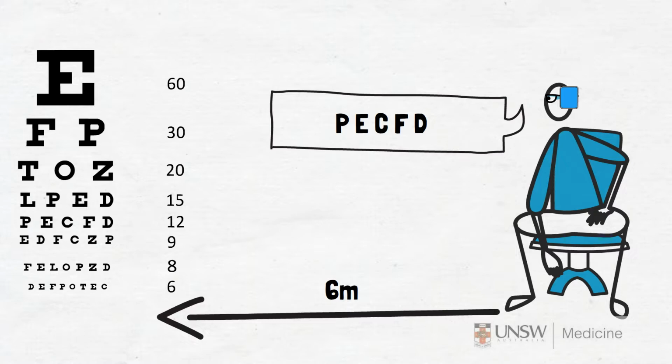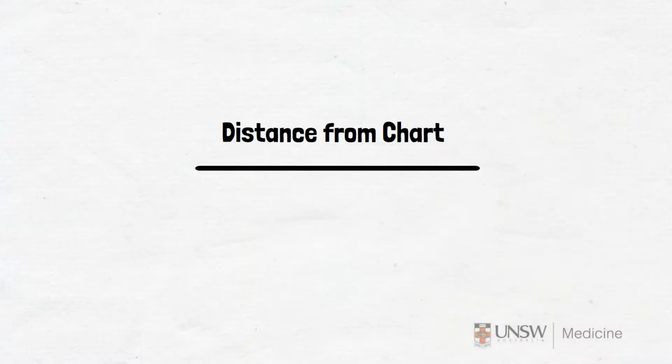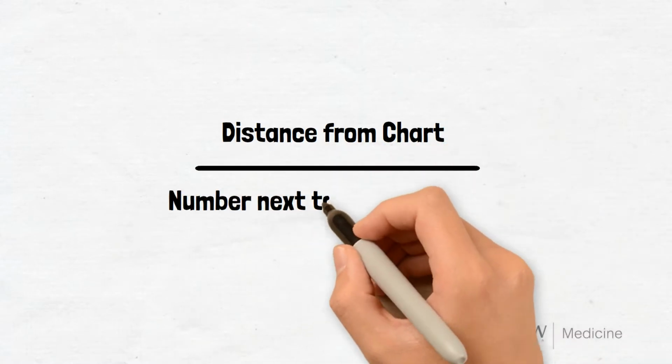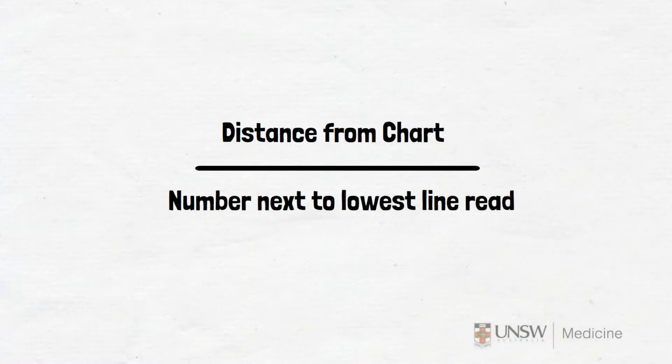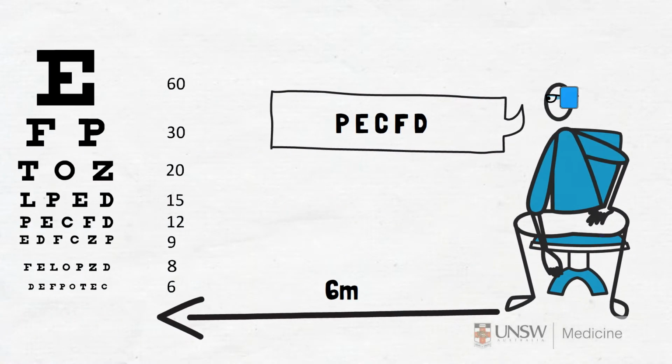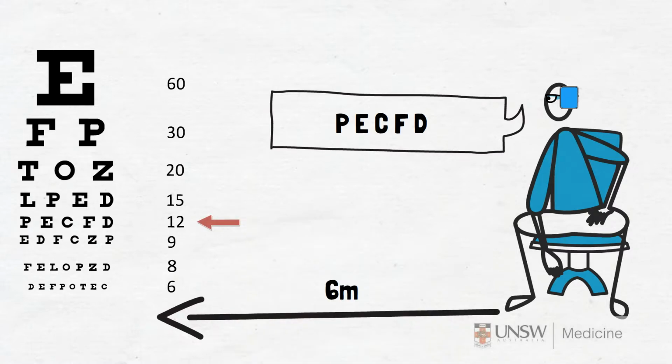To report the patient's visual acuity, we report it as distance from chart over number next to lowest line read. Note that if Frank could only read less than half the line correctly, take the line above as his lowest line. In this case, Frank scored 6/12.